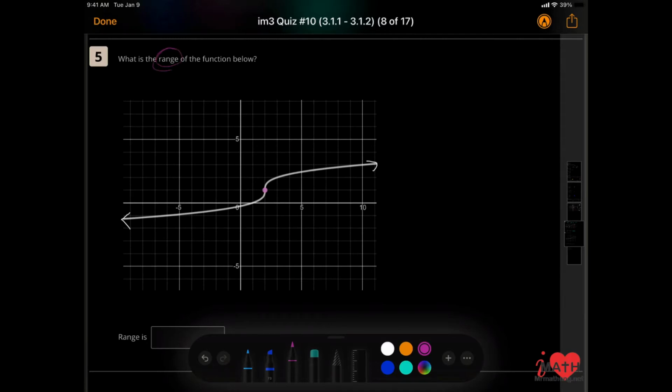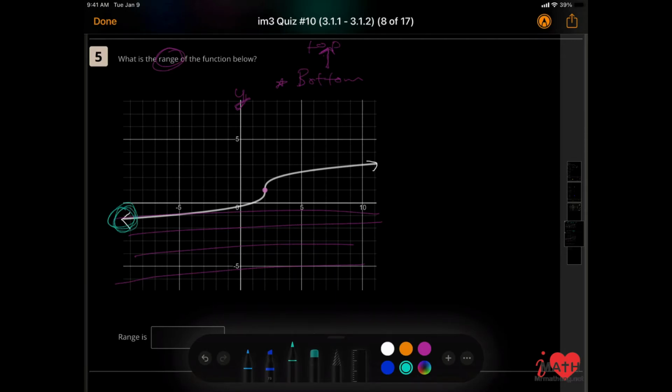All right, let's look at number 5. 5 says the range. The range is referring to the y-axis, the y number line. And my little trick is going from bottom to the top. So start here, and then you're going to go up. Okay, so let's go ahead and draw a couple lines. There's nothing, there's nothing, there's nothing. Okay, the first thing you touch is this arrow.